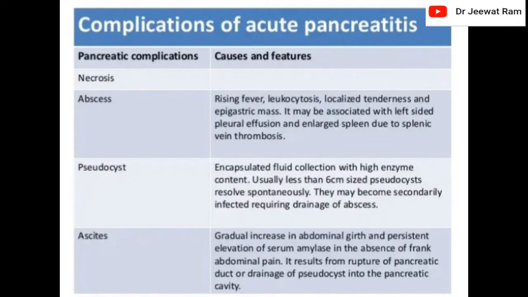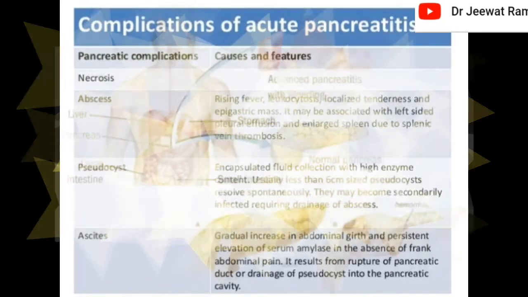an encapsulated fluid collection with high enzyme content. Pseudocysts usually less than 6 cm in size resolve spontaneously. They may become secondarily infected, requiring drainage of abscess. Ascites: gradual increase in abdominal girth and persistent elevation of serum amylase. In the absence of flank pain, it results from rupture of a pancreatic duct or drainage of a pseudocyst into the peritoneal cavity.